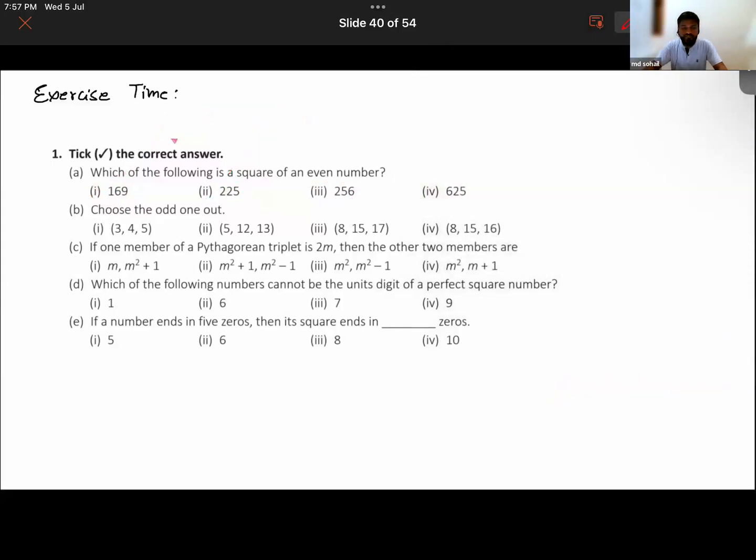Options: 3, 4, 5; 5, 12, 13; 8, 15, 17; 8, 15, 16. So what do we have to do here? You have to find which one of these is the odd one. Look, do these numbers form Pythagorean triplets or not? That you have to check here. Pythagorean triplets are in this form: 2m, m square plus 1, and m square minus 1.